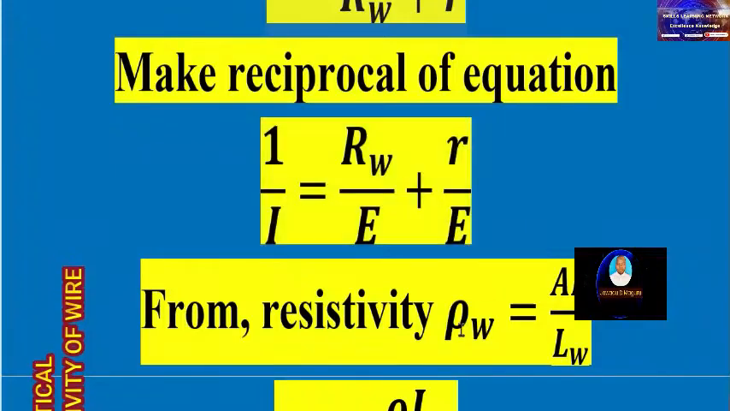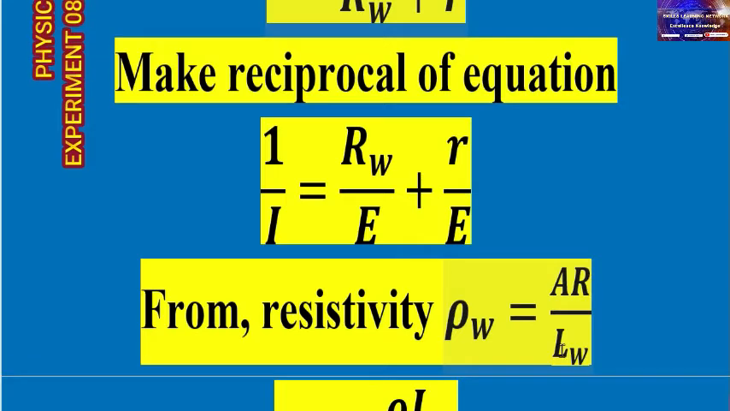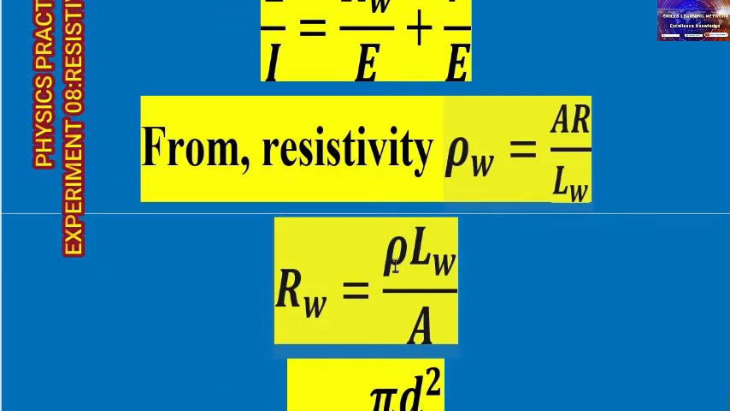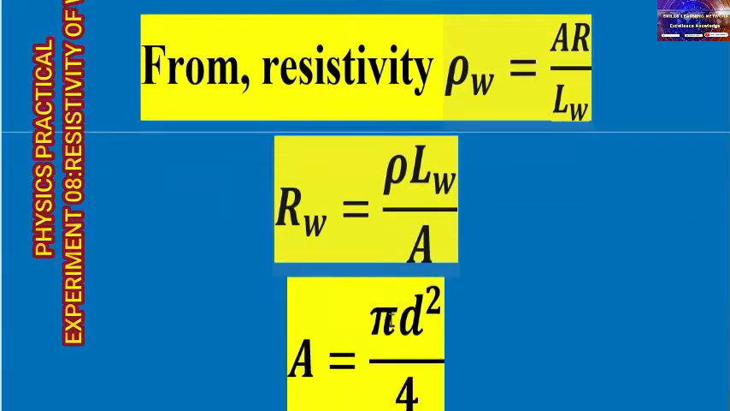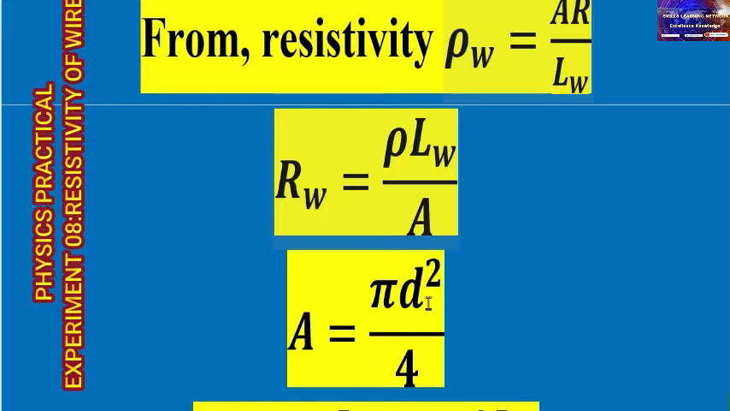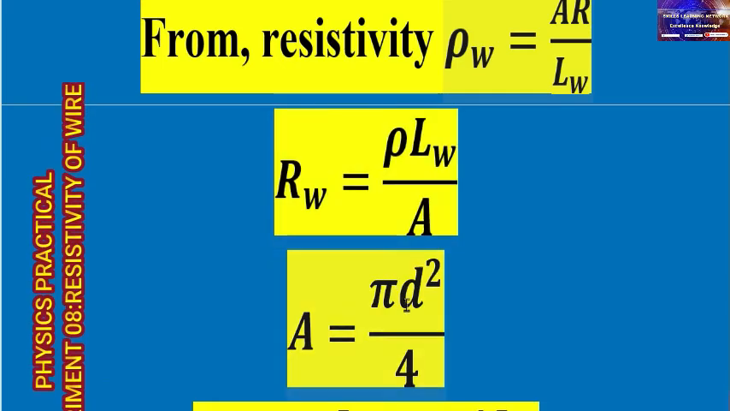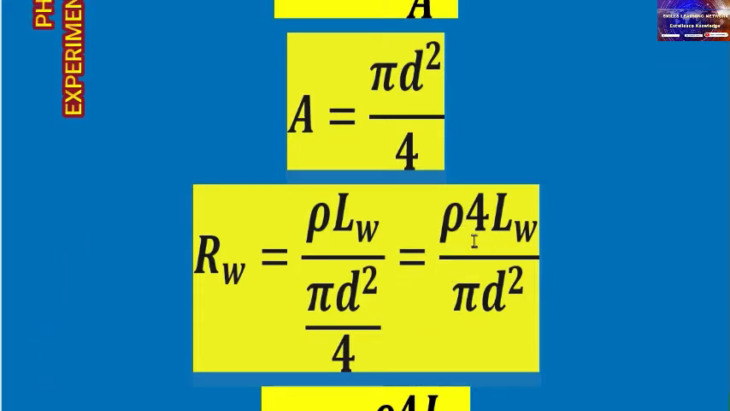this one. Resistivity of wire W is equal to area of wire times the resistance of wire over length of wire. It means the resistance of wire is equal to resistivity times the length of wire over area of wire. Then area is equal to pi d square over 4. So instead of putting area, we have to use pi d square over 4. So resistance will be this one, resistivity times the length over pi d square over 4. It means resistance will be this equation.